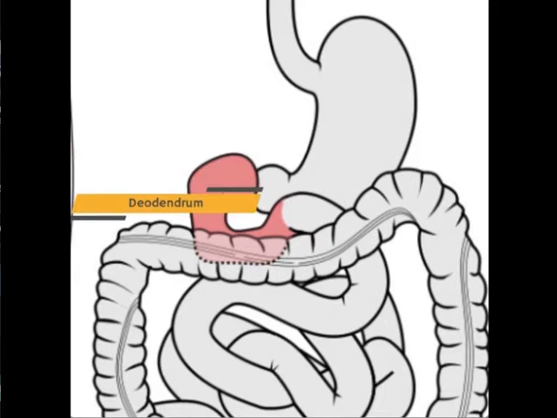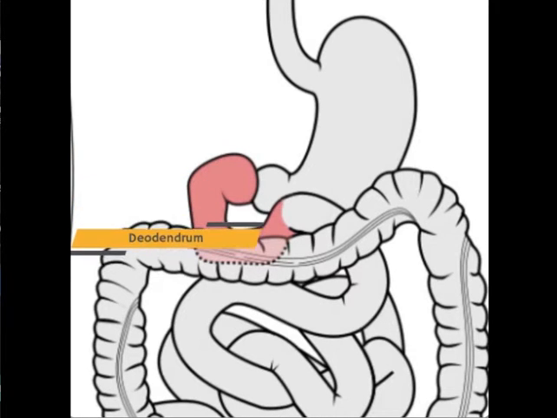Food then enters the duodenum, which is the first part of the small intestine. Here is where the fats are dissolved for easy digestion. This is an example of chemical digestion. It is dissolved into fatty acid and glycerol.